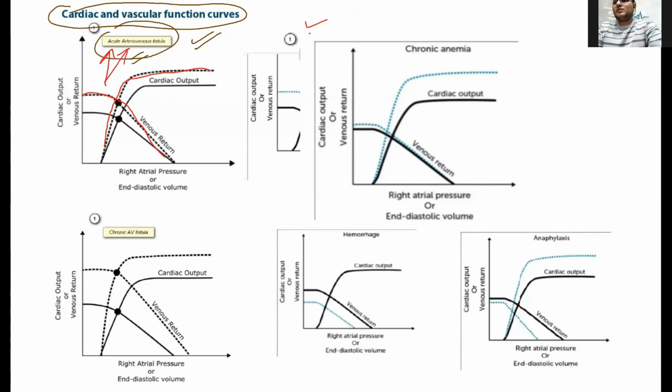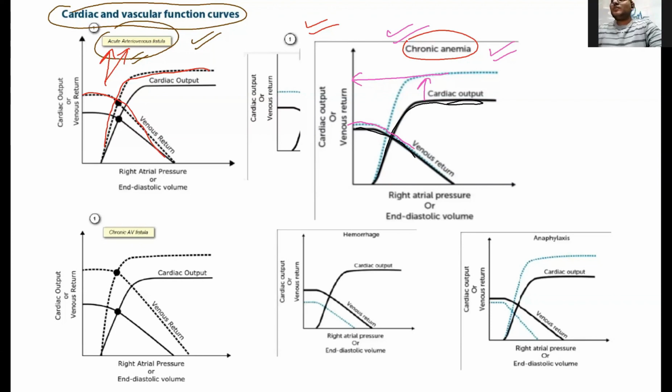Next, what is chronic anemia? What will happen in chronic anemia? The normal curves are the black ones. Okay, these are the normal curves, this and this. But what will happen? In chronic anemic patients, there will be increased cardiac output. We discussed this curve, you can see there will be more cardiac output and slightly increased preload in chronic anemia due to decreased viscosity. So there will be a slight increase in the venous return curve. This is seen in chronic anemia.